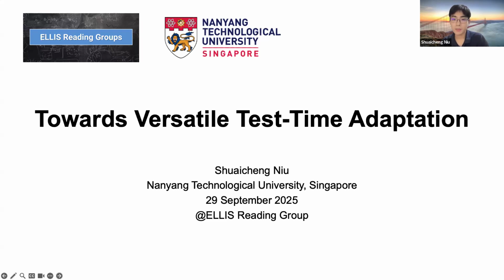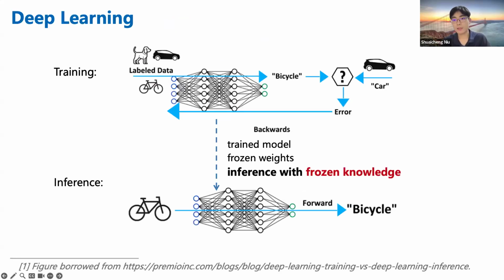My topic today is about towards versatile test time adaptation. Okay, let's begin. First, I start from some background introduction of deep learning. The conventional deep learning pipeline first trains a deep model on a pre-collected training dataset, and then keeps all model parameters frozen during the whole testing phase.